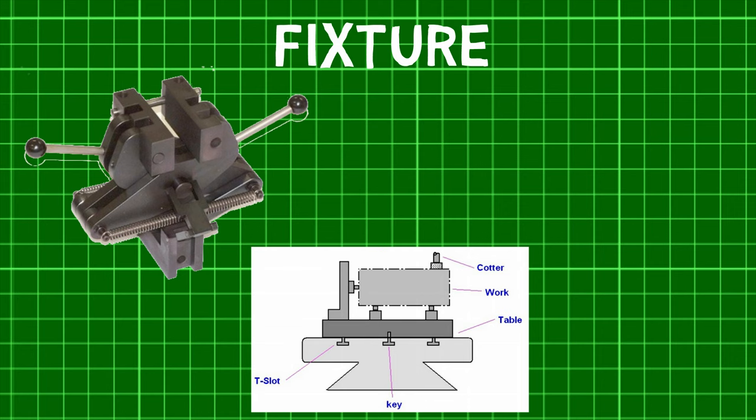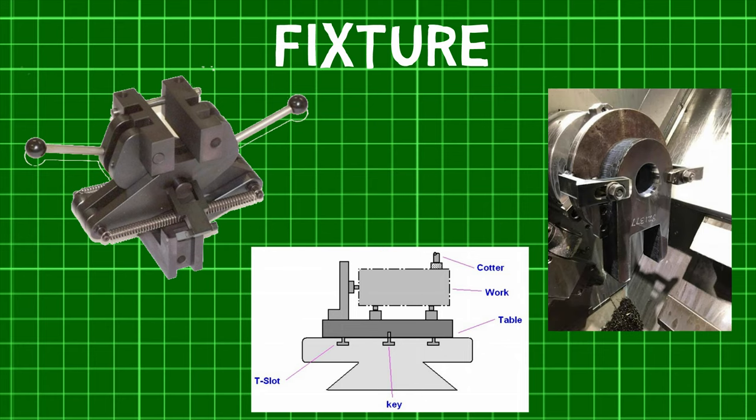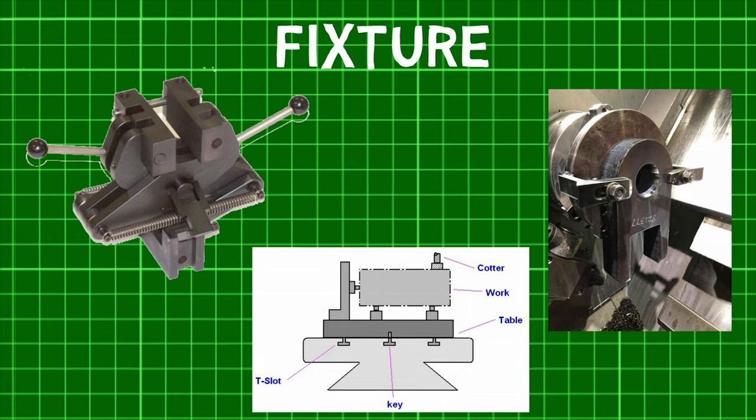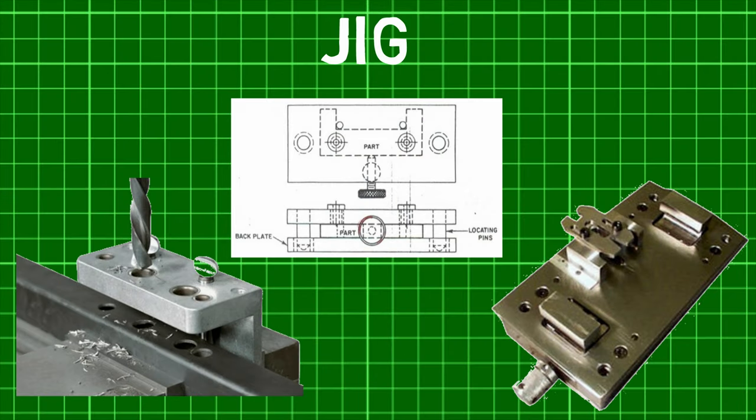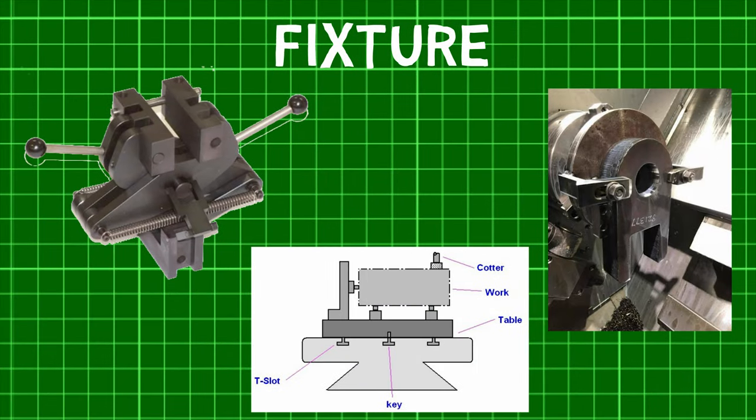The setting of the tool is done by machine adjustment, either automatically in case of CNCs or manually in case of employees. It is usually heavy in construction. Shown here is a hole boring fixture used in CNC lathe machines. Hence, we first saw what jigs are, and then went on to see what fixtures are.